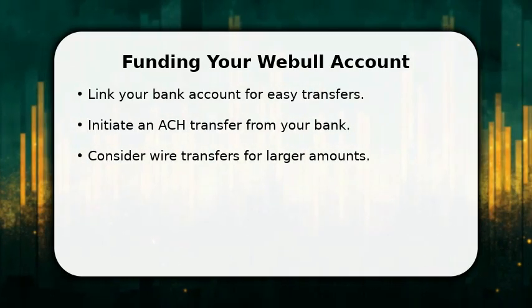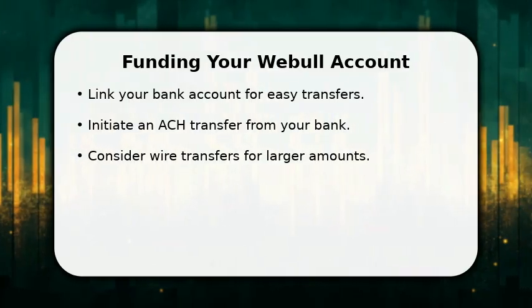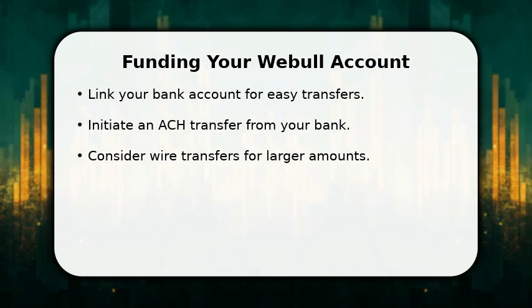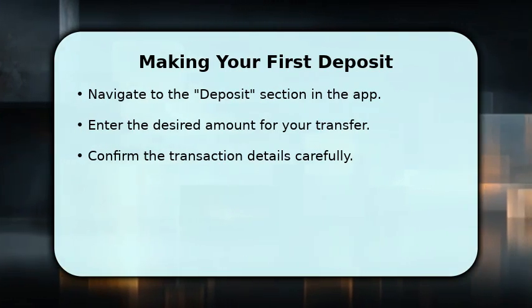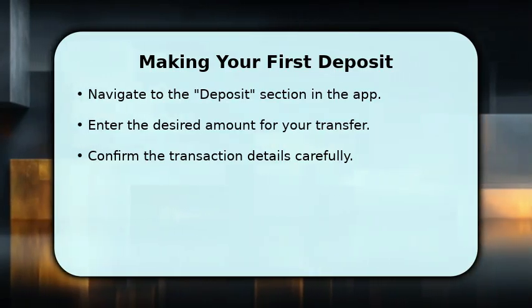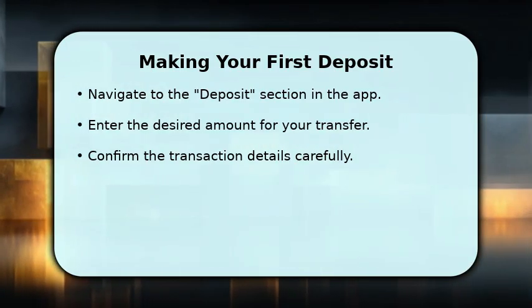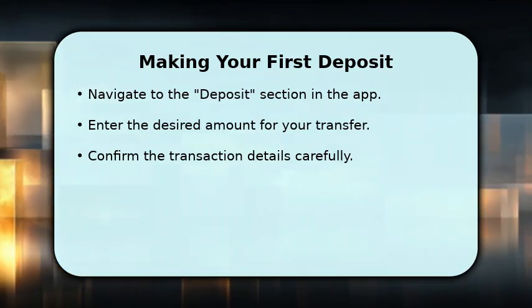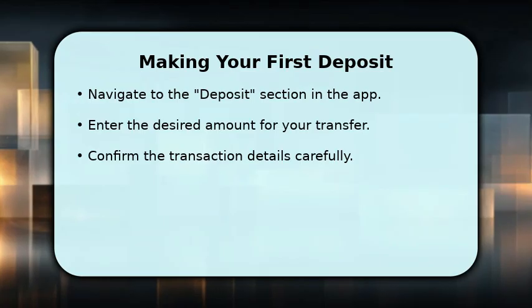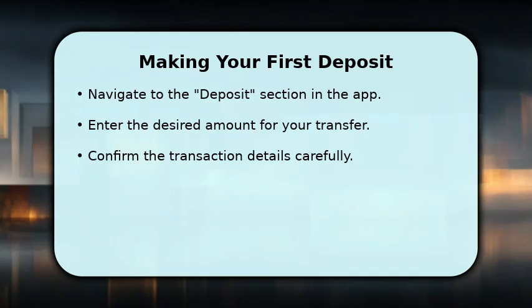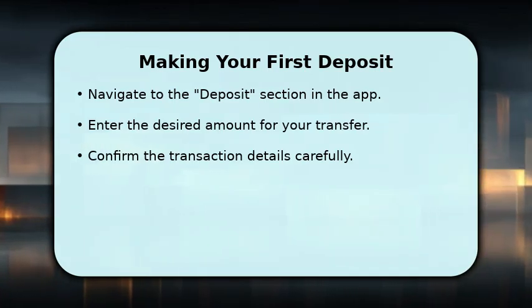Ensure your bank details are accurate to avoid delays. Once linked, funding your account is straightforward. After linking your bank, navigate to the deposit section within the Webull app. Here, you will specify the amount you wish to transfer into your brokerage account. It's crucial to double-check all the transaction details before confirming. ACH transfers usually take a few business days to clear, while wire transfers are often faster.